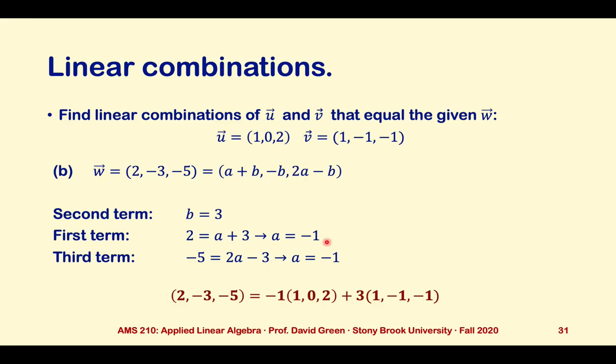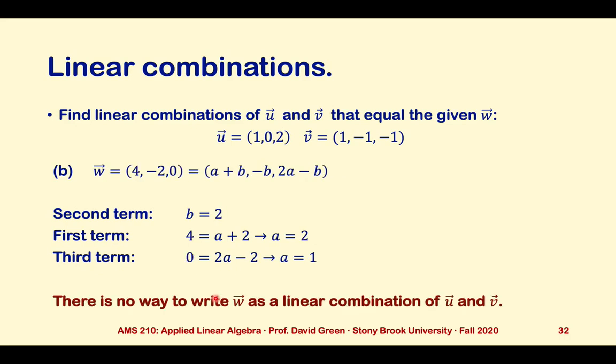The linear combination we have is that -1 times U, (1, 0, 2), plus 3 times V, (1, -1, -1), should equal our W. And double checking that that's true, -1 plus 3 is 2, 0 minus 3 is -3, -2 minus 3 is -5. It all works out. So one more example. Let's do the last case.